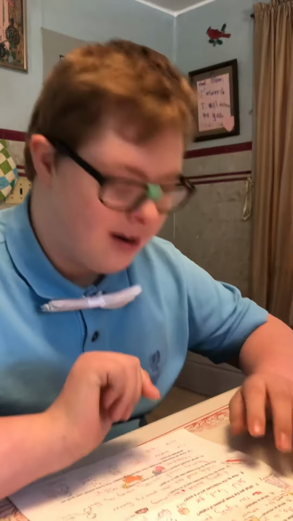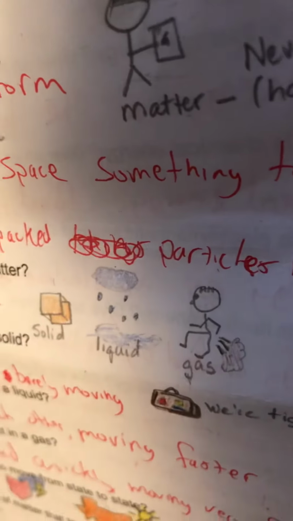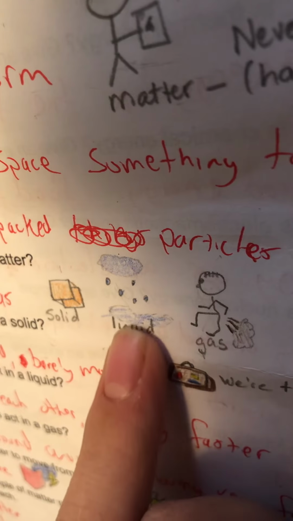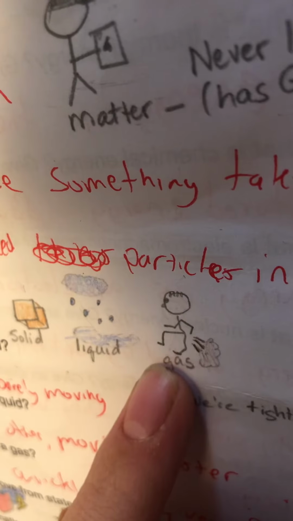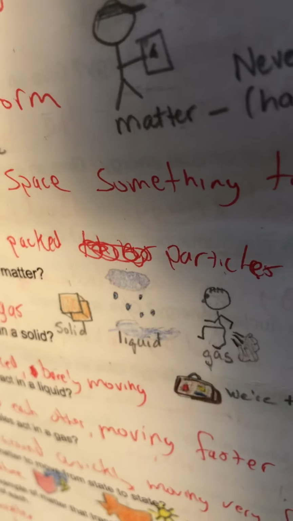Phases of matter. There are 3 phases of matter. Owen, what are the 3 phases of matter? Solid is solid. Liquid goes to water. Gas is, let me see it. Yes. So we have solid, liquid, and gas. Those are our 3 states of matter.